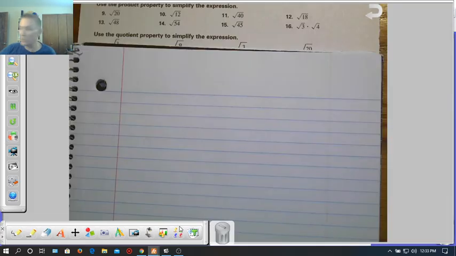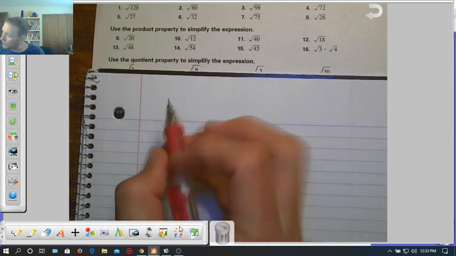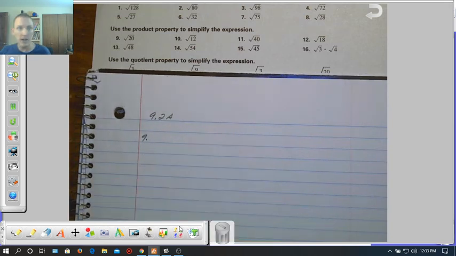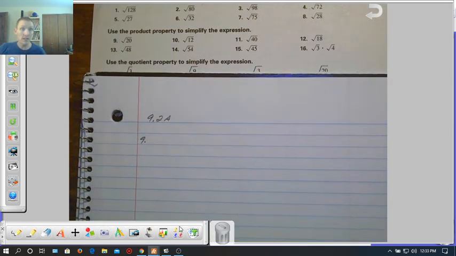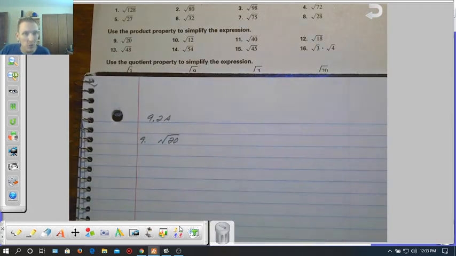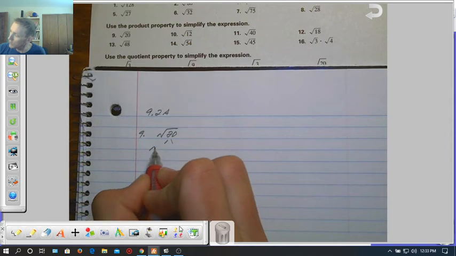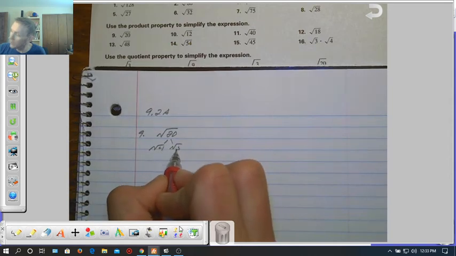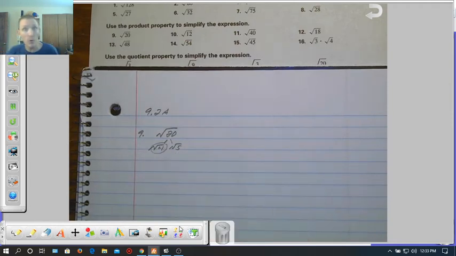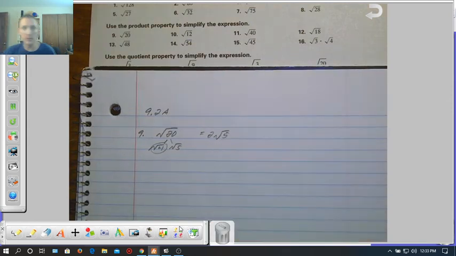So let's go back to our document camera here, and let's take a look at our number 9. So we're going to say, okay, this is assignment 9.2a, and we're going to start here and do number 9 together. So number 9 is the square root of 20. Well, we've already looked at the square root of 20 as one of our examples. So we're going to break down the square root of 20 into 4 and 5. And the square root of 4, I can take the square root of 4. The square root of 4 is going to be 2. So this final answer equals 2 radical 5.